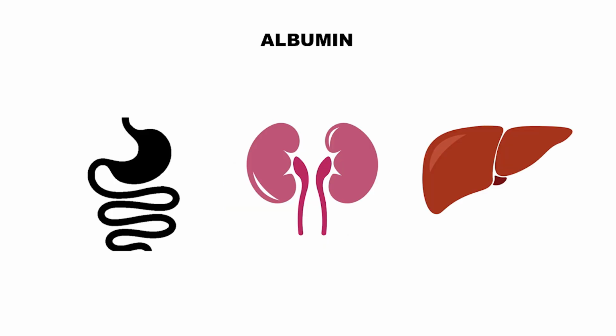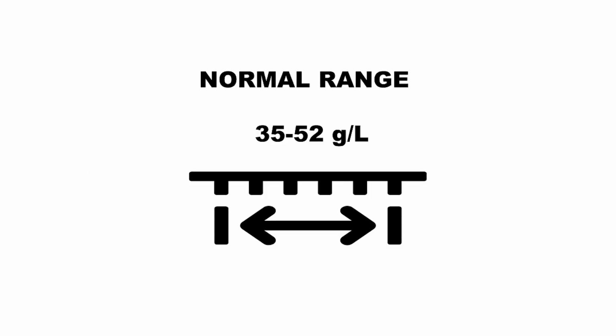Albumin in the blood is a key health indicator. It reflects nutrition, liver, and kidney functions. The normal reference range for serum albumin is typically 35 to 52 gram per liter.